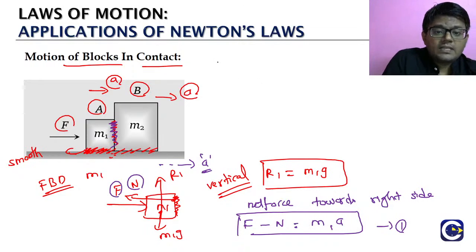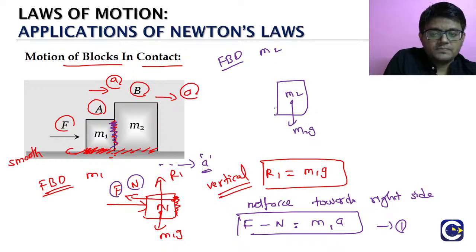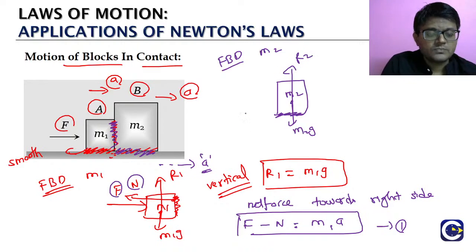And we will go to the free body diagram for this block M2. In the M2 observe பண்ணுங்க. M2 will have its own weight, which is M2 into G. And there will be a normal reaction between that block M2 and the floor below. So we will call it R2.